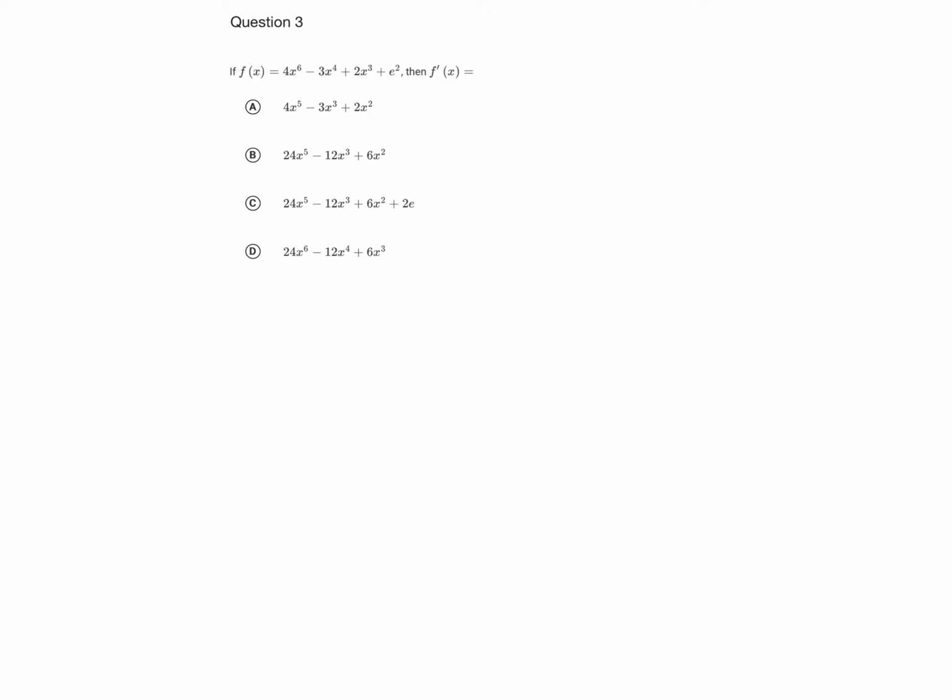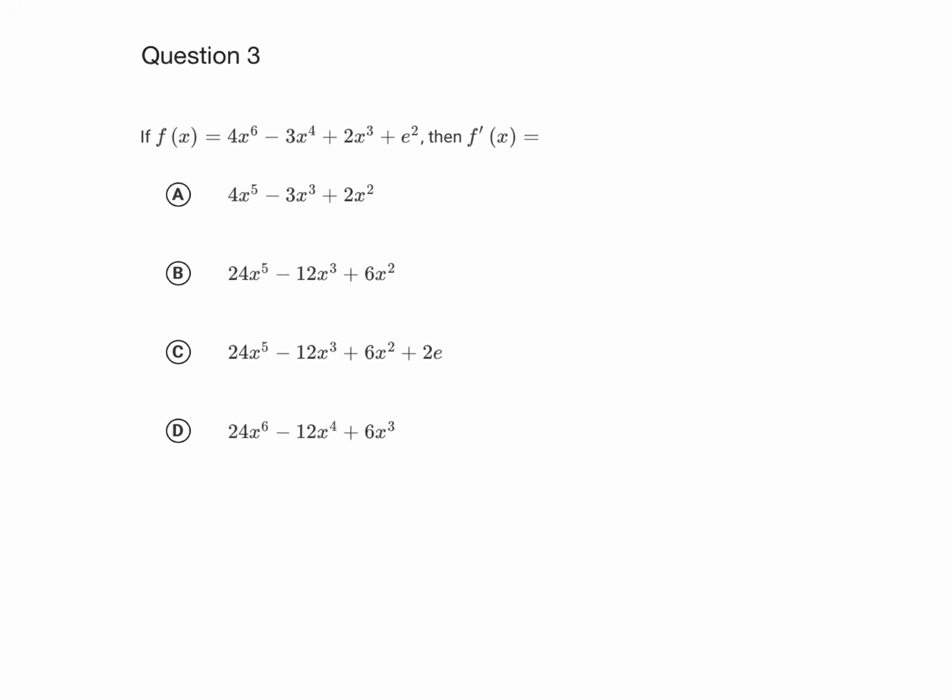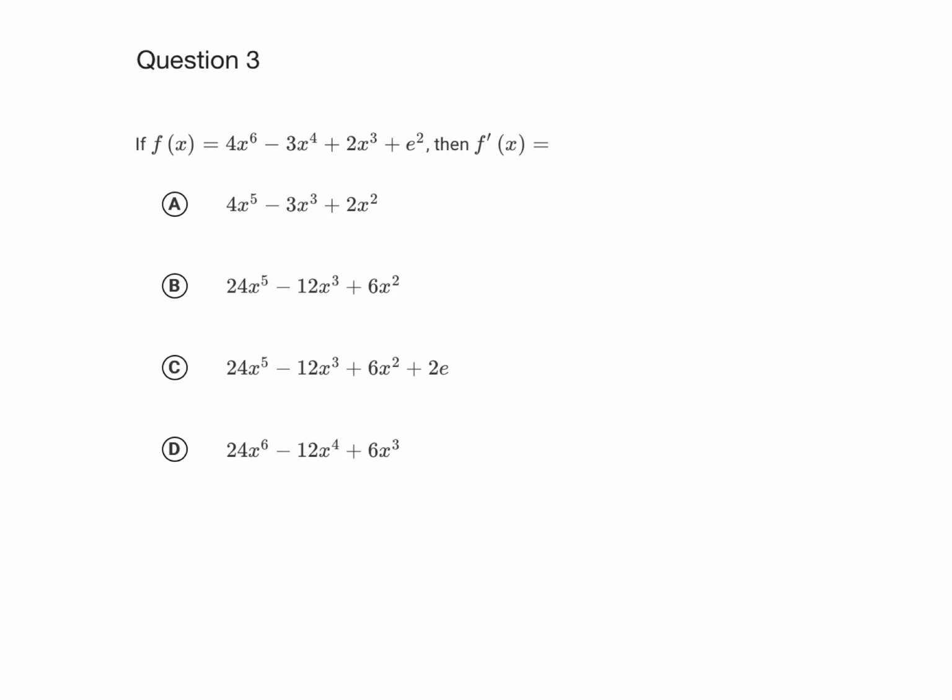Okay, so they give a polynomial function, f of x equals 4x to the 6th minus 3x to the 4th plus 2x cubed plus e squared. And then they ask for the derivative. Alright, so we're going to start off just like the last one, and just do some power rules and constant multiple rules and sum and difference rules. Alright, so this f prime of x, there's just one tricky thing that they're trying to trick you. Alright, so 24x to the 5th.